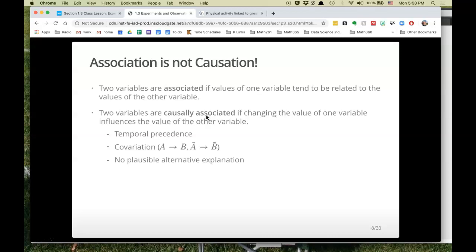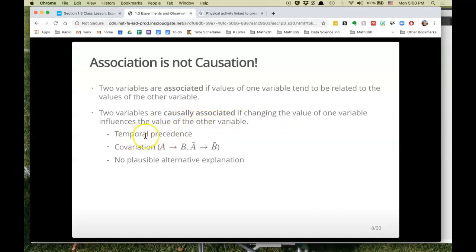Here's a suggestion for how one could establish cause and effect relationships. Two variables are associated if the values of one variable tend to be related to the values of the other. That's what we mean by association. To establish that they're causally associated is indeed the higher bar: that changing the value of one variable influences the value of the other.